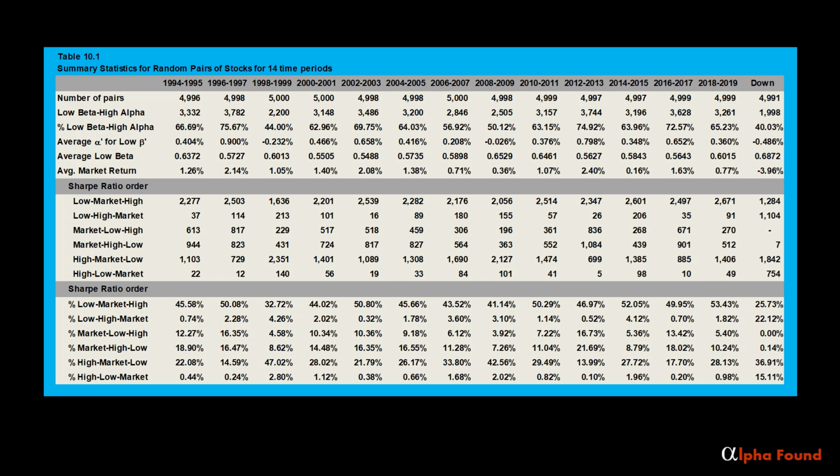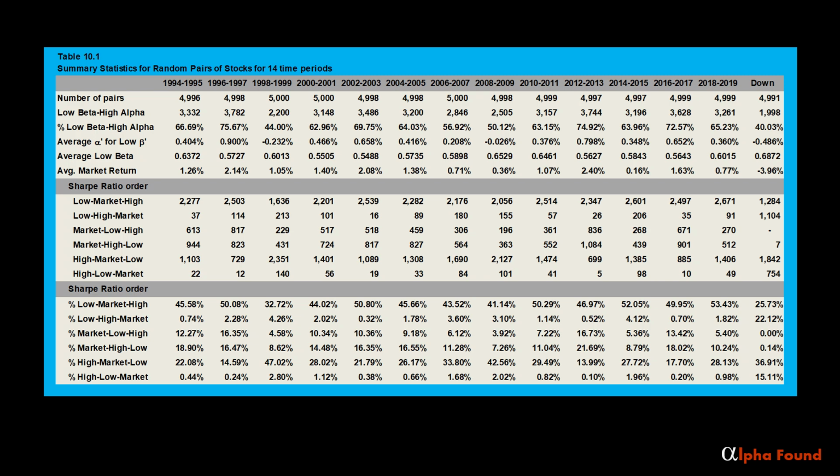In the next section, the number of times various Sharpe ratio orders were recorded. Low market high, on the left, means the low CAPM beta portfolio has the highest Sharpe ratio, followed by the market portfolio, then the high CAPM beta portfolio. Likewise, low high market means the low CAPM beta portfolio has the highest Sharpe ratio, followed by the high CAPM beta portfolio, followed by the market portfolio, and so on. Finally, the last section is the percent of time the various Sharpe ratio orders appeared rather than the number of times.